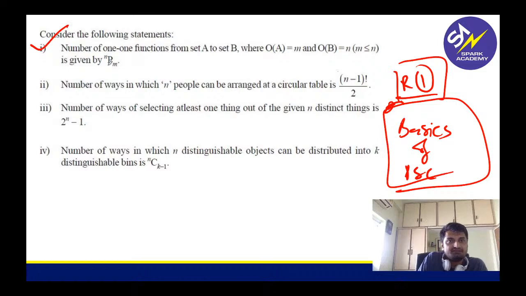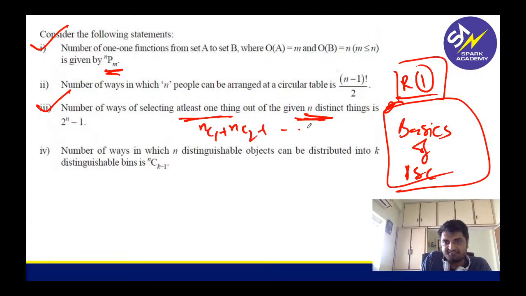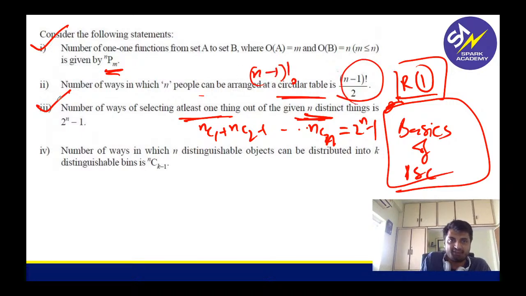This is correct: nPm, number of 1-1 functions. This is also correct: n distinct things, at least one. At least one means what? nC1 plus nC2 up to nCn, right? So that will be what? The formula is 2 power n minus 1. This we already discussed. What about circular table, guys? For circular table, the formula is (n minus 1) factorial, but they gave (n minus 1) factorial by 2. Not possible.